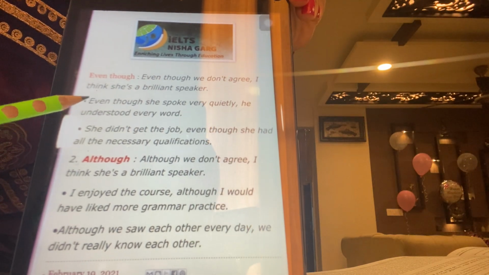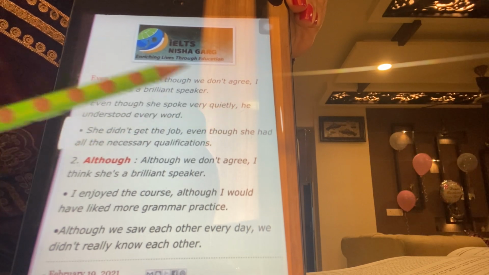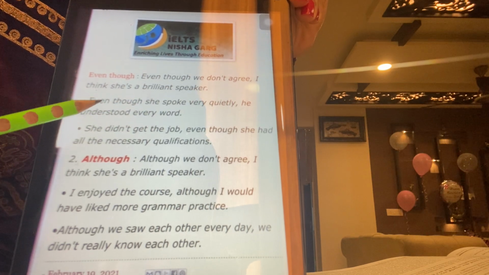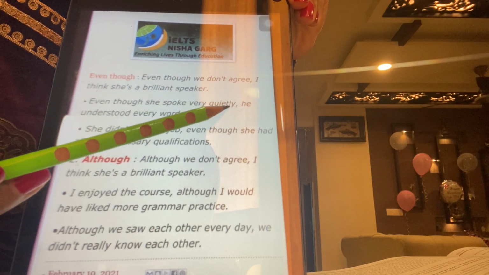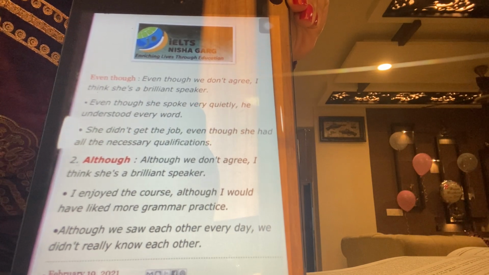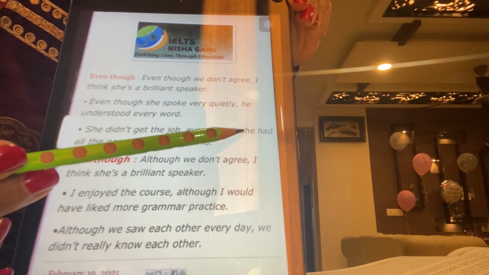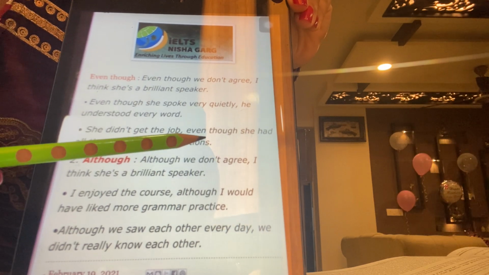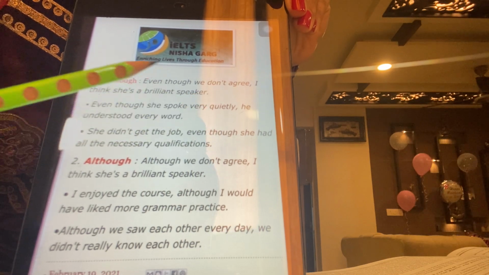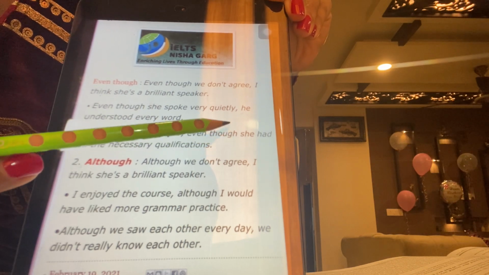See the next. Even though she spoke very quietly, he understood every word. See, you can see the first sentence is interlinked with a comma to the second sentence. Now see the third one. She didn't get the job even though she had all the necessary qualifications. You can put even though here as well. I have intentionally mentioned this example so that you can correlate the condition very clearly.